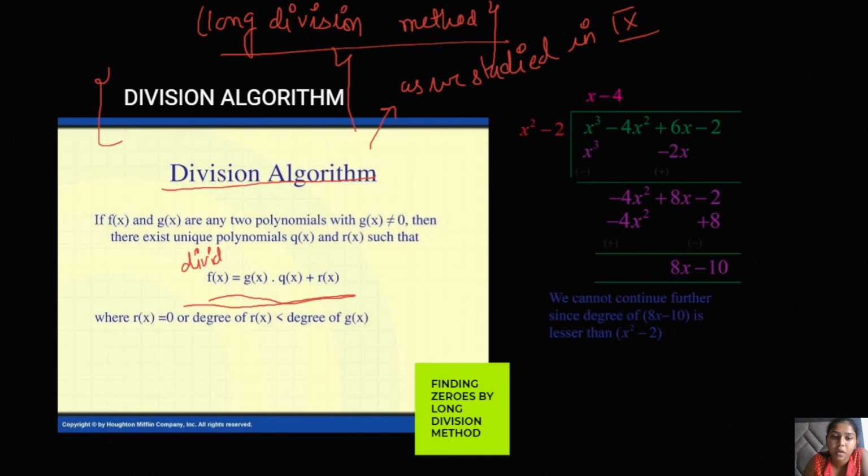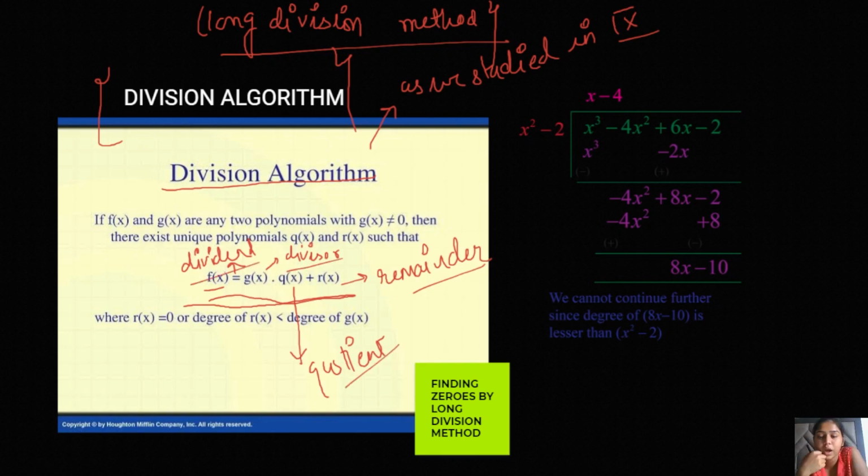Let me make it more clear to you now. This g(x) is the divisor, and as the symbol suggests, this is the quotient, and this will be your remainder, right? So you just have to do it like this. You just have to first arrange the dividend.